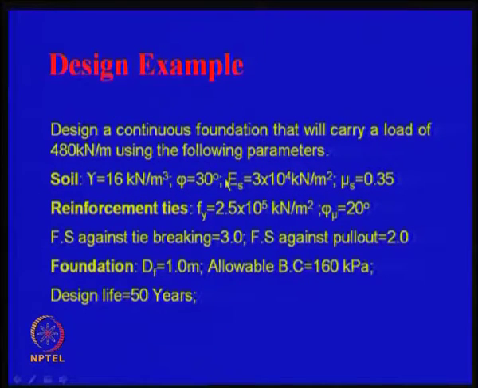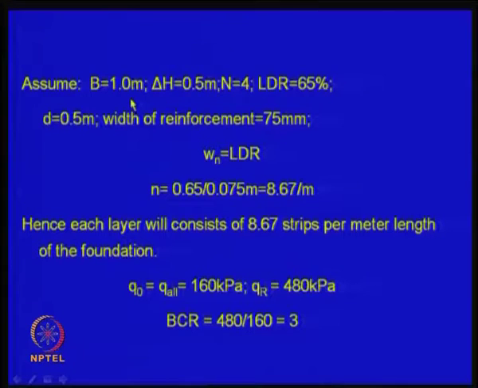knowing the foundation size, you can calculate the ultimate bearing capacity from shear strength considerations as well as settlement considerations. You take some 25 mm or 50 mm settlement, calculate that, and then calculate the allowable bearing pressure. The same thing I assume to proceed: B is 1 meter.